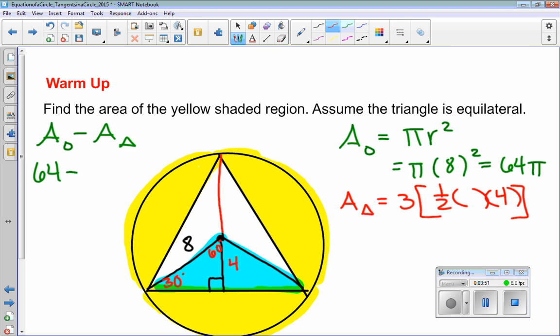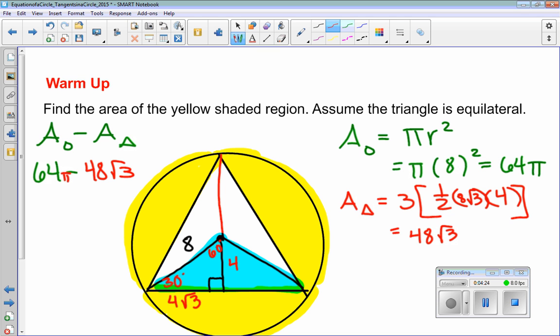Base times height. So now we got to find the base. Well, it's 4 radical 3, and there's 2 of them, so that would be 8 radical 3. Good. We'll multiply all that together. So we have 3 times 1/2 times 8 radical 3 times 4, and we get 48 radical 3. Is that what you guys got? And so 64 pi minus 48 radical 3 is the exact answer.